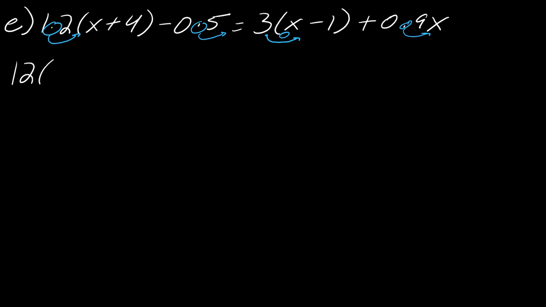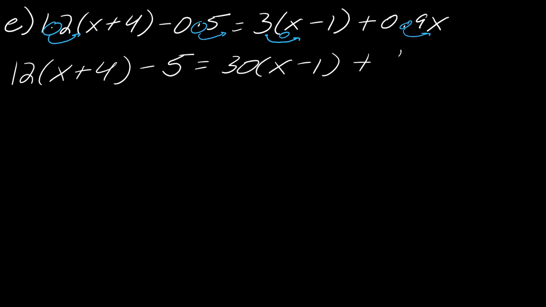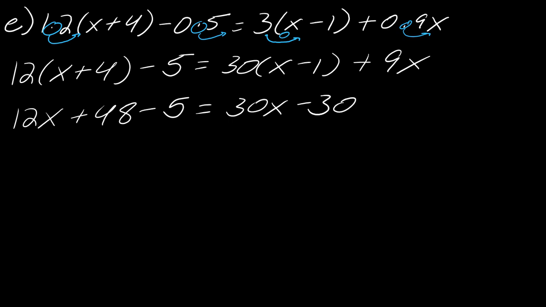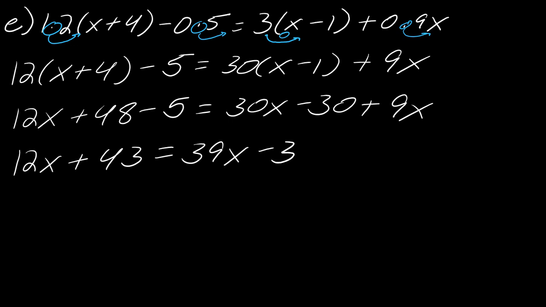Okay, so if I rewrite this now, I've got 12 times x plus 4 minus 5 equals 30 times x minus 1 plus 9x. Okay, so now we're just going to go and distribute all this goodness. So this is 12x plus 48 minus 5 equals 30x minus 30 plus 9x. And then we can collect our like terms. So this will become 12x plus 43 equals 39x minus 30.